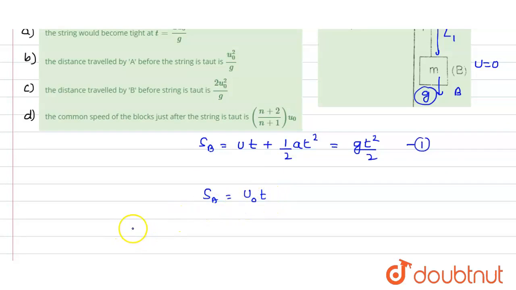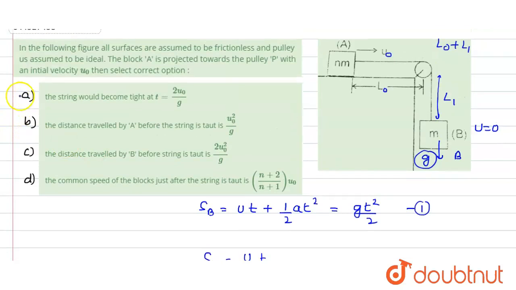So we can say that our SA should be equals to SB. So u naught t would be equals to g t square divided by 2, or we can say that our t would turn out to be 2 u naught divided by g. So the first option is the correct option.